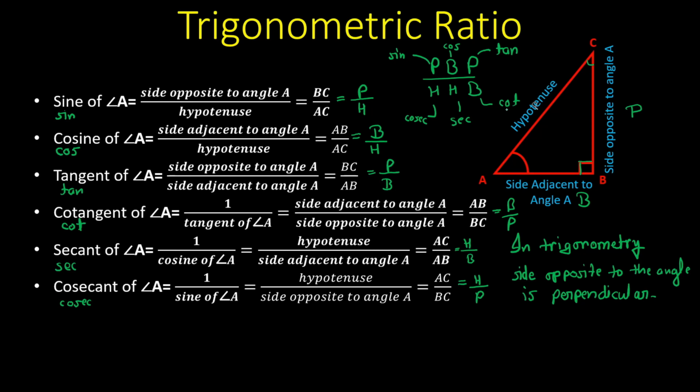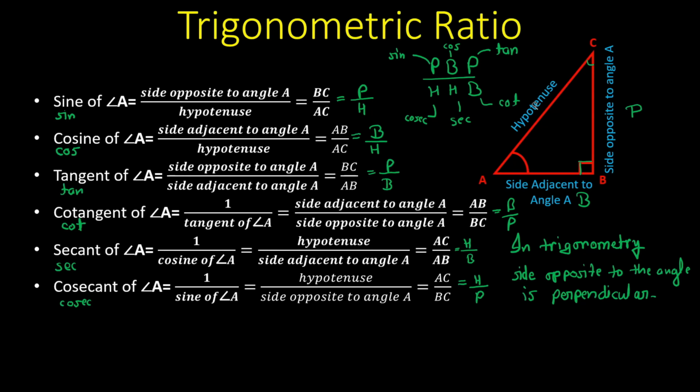And for cot, cot will be taken from the denominator side, means base upon perpendicular. Sec will be hypotenuse upon base, and cosec will be hypotenuse upon perpendicular. As you can see, I already told you. Now let's move to the next slide.